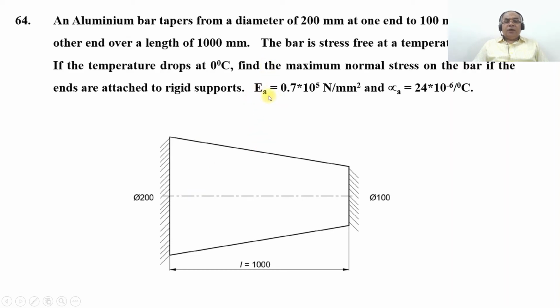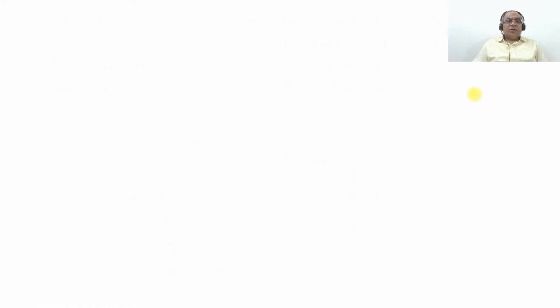EA, the Young's modulus of the aluminium bar, is equal to 0.7 × 10^5 Newton per mm square, and alpha A, the coefficient of thermal expansion of aluminium, is equal to 24 × 10^-6 per degree centigrade. So how to solve this problem? What is the temperature drop? Temperature drop T is 27 minus 0, which is equal to 27 degrees centigrade.